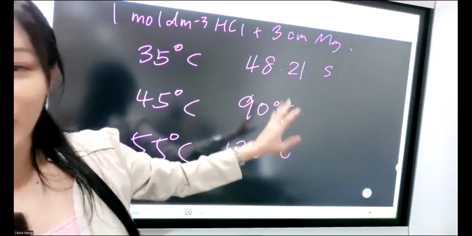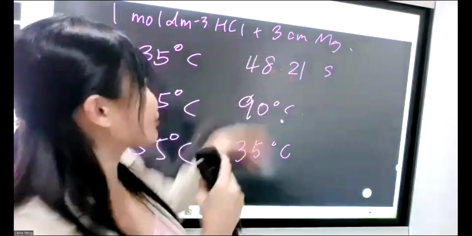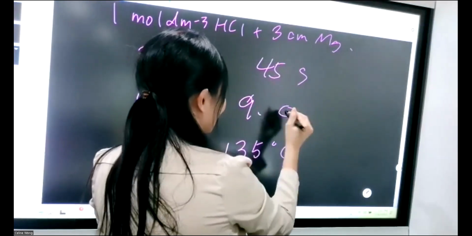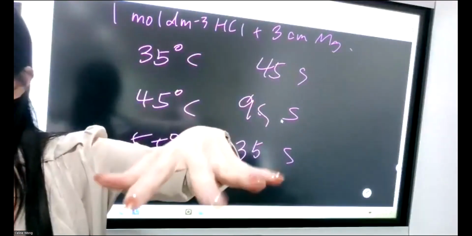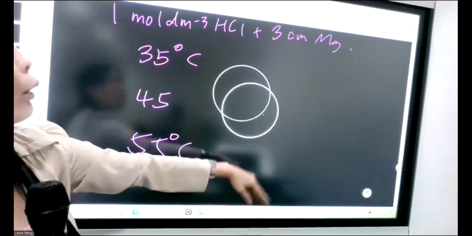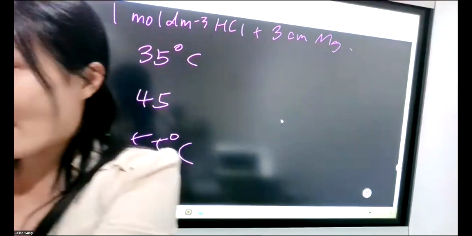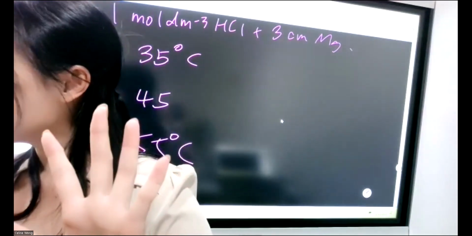So at least you know there is a reference for you. The first one is about 35, the second one is about 90, the third one is about 135 seconds. You can follow your particular reading. But if your molarity or the thickness of your magnesium changes, then there will be another answer. You all understand what I am talking about? Can follow or not? Okay, cool.